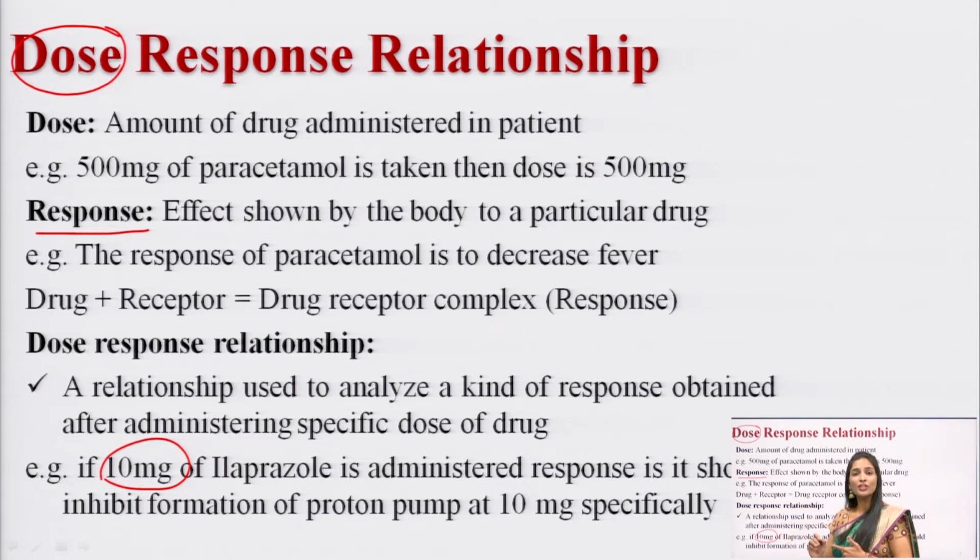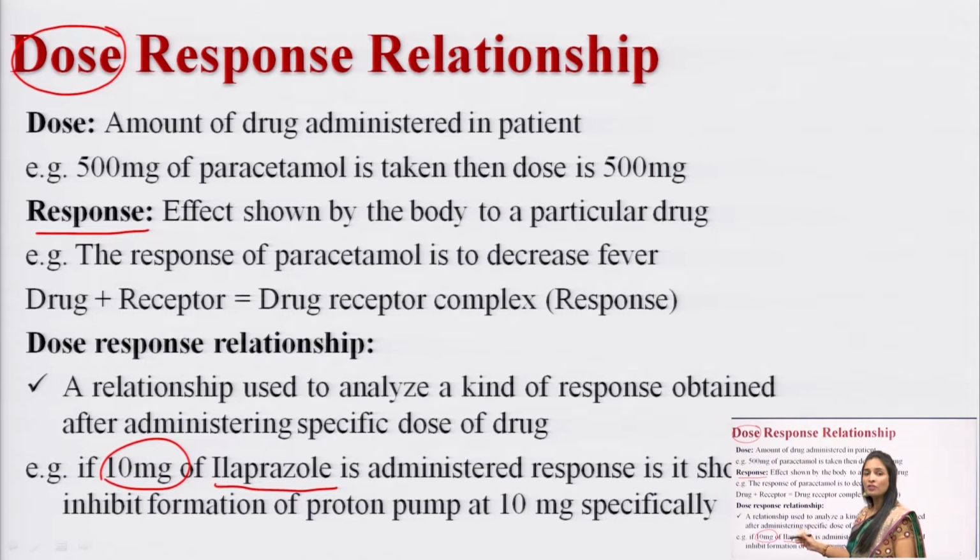So, what is the relationship between the dose and the response? Here I am taking a 10 mg dose to treat peptic ulcer. Which drug? Ilaprazole. With the particular 10 mg dose, it blocks the proton pump, because the proton pump is responsible for gastric acid secretion. By blocking this proton pump, it acts as an anti-ulcer drug. So, what response does ilaprazole show? It is a proton pump inhibitor, and it reduces the gastric acid secretion.